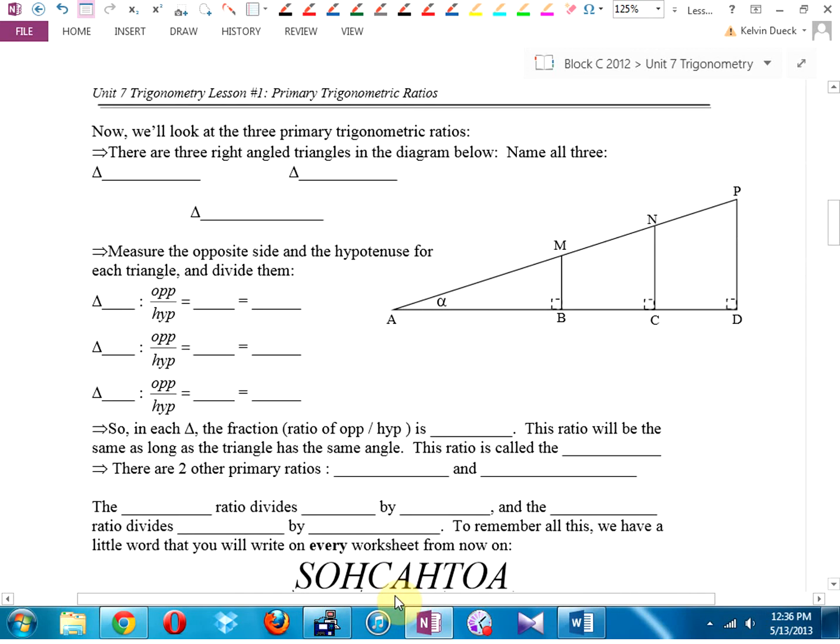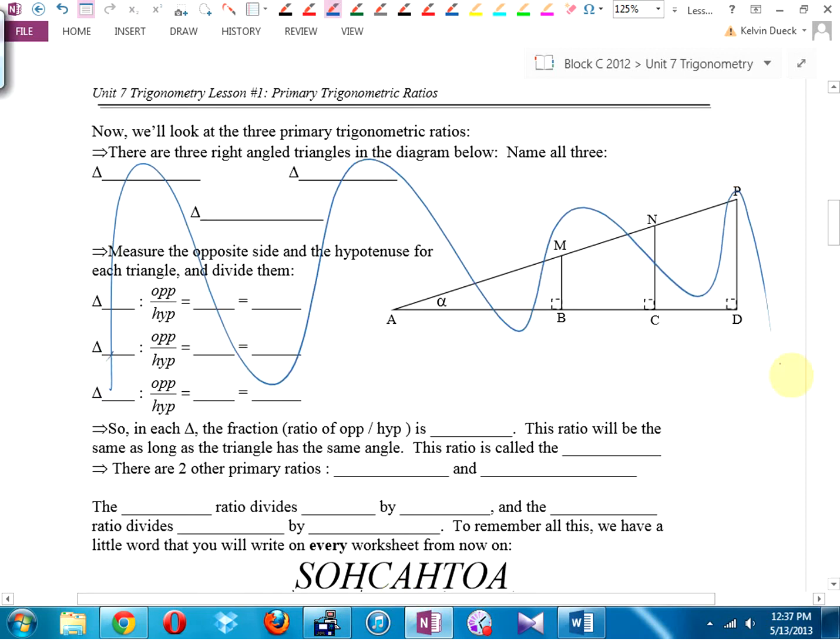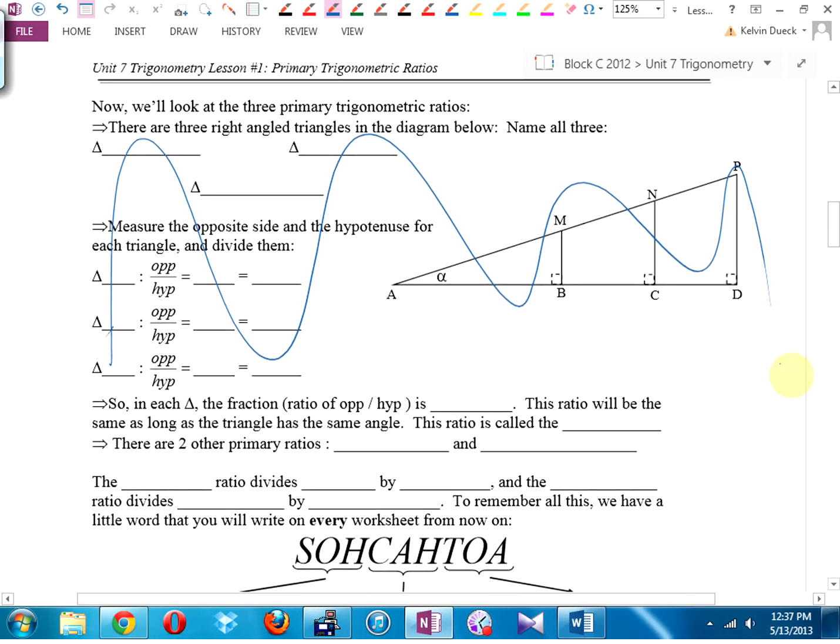So we have 3 sides: opposite, adjacent, hypotenuse. We also have 3 primary trig ratios. I'm not going to walk through this. It's kind of cool, but I'm going to omit it. There are 3 primary trig ratios, and Jordan, they are defined.